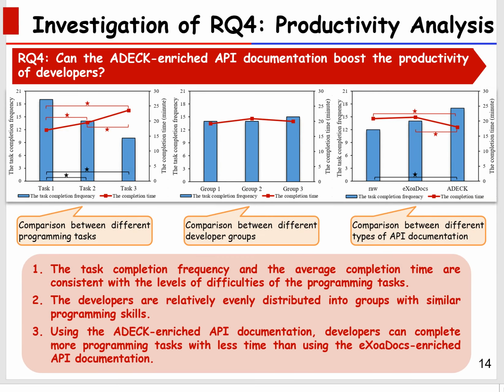The results of RQ4 are presented in this figure. We compare different programming tasks, different developer groups, and different types of API documentation. Especially, we can see that the task completion frequency of the DAC-enriched API documentation is the largest, and its average completion time is the shortest. It means that using the DAC-enriched API documentation, developers can complete more programming tasks within less time.